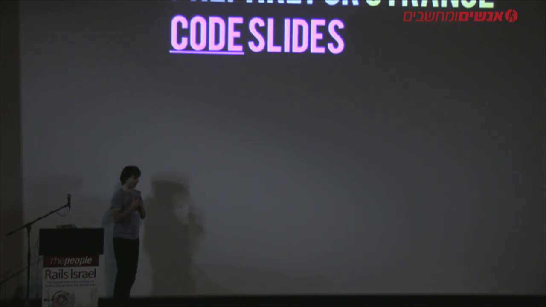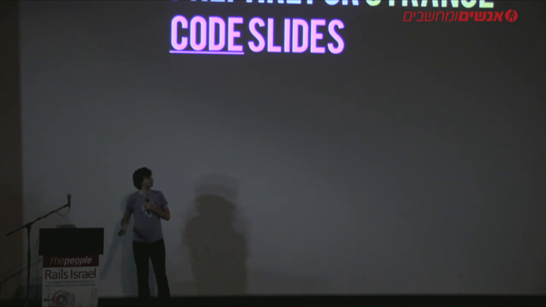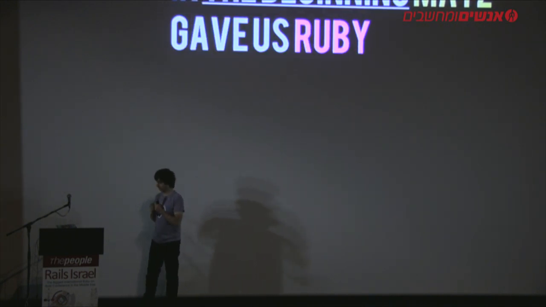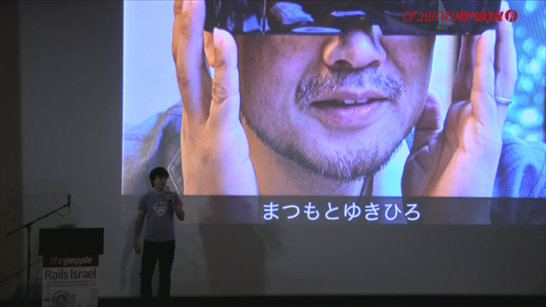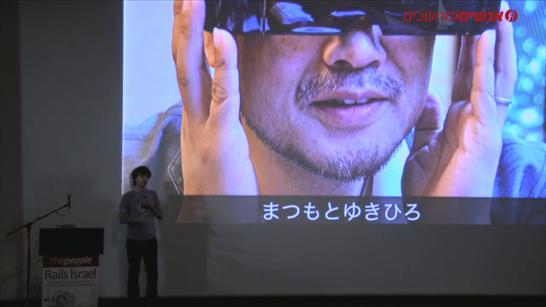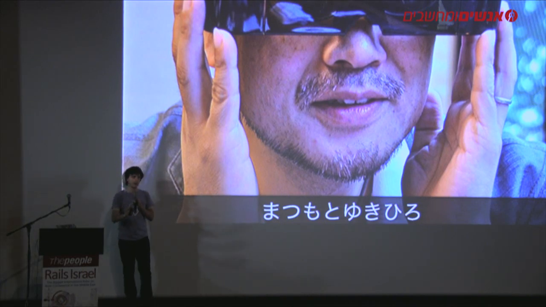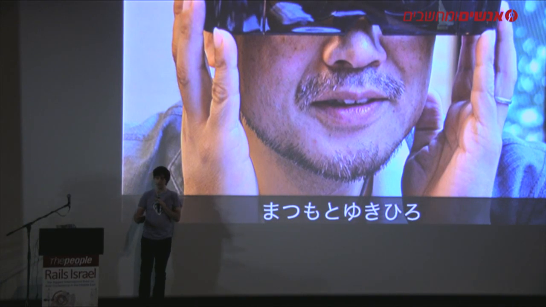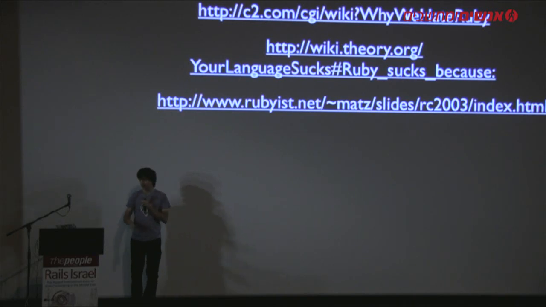Okay, let's get going. In the beginning, Matz gave us Ruby. This is Matz giving us Ruby. I guess you're all familiar with, or at least maybe most of you have heard of, this thing called Ruby. If you want to learn more about Ruby in general, here are some really useful links that you can check out for reading up on Ruby.